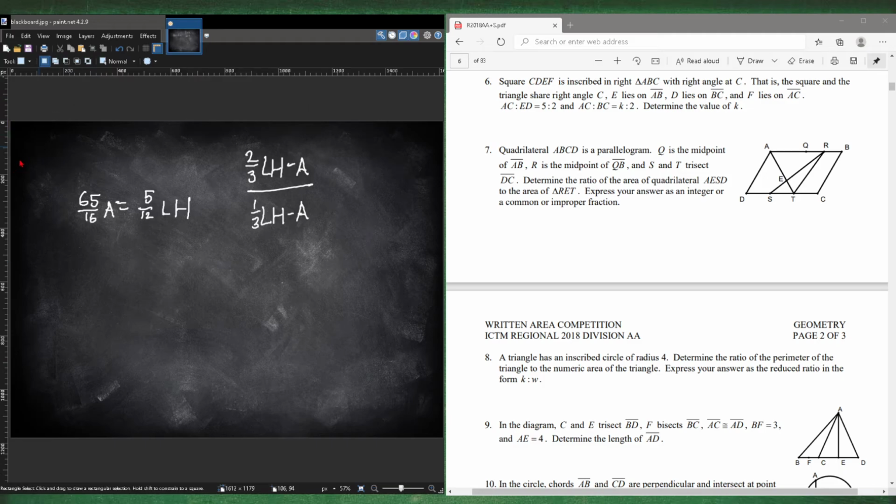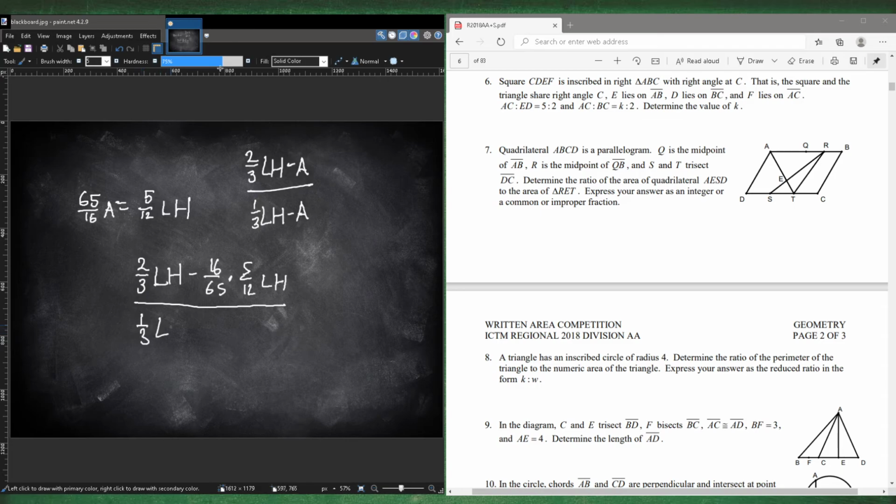Okay, so we need 2/3 of LH minus an A, which you could just move over. You can multiply both sides by 16 over 65. 16 over 65 times 5/12 LH equals our A, divided by 1/3 LH minus 16 over 65 times 5/12 LH. Right, so we could just cancel our LHs because they will divide out. And now we just need to find this value. So let's simplify some of these values first. Cancel out the 4 here to make a 4, cancel a 4 and make a 3, cancel out the 5 to make this a 13.